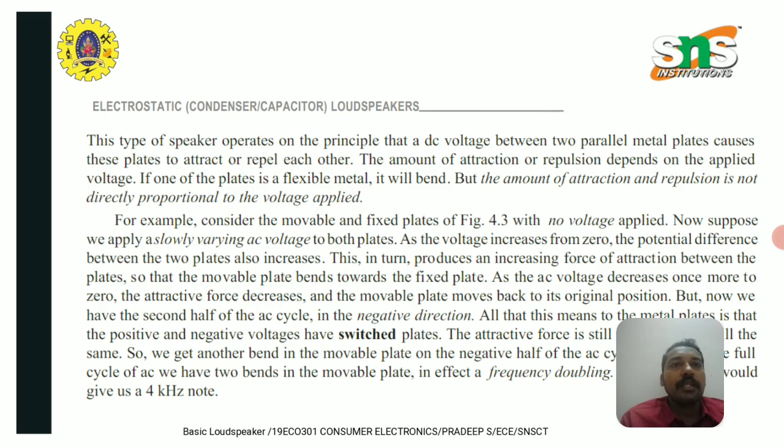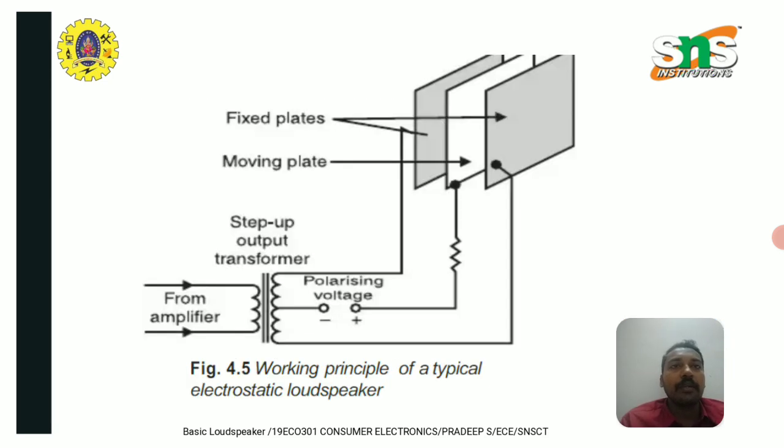Electrostatic loudspeakers. This type of speaker operates on the principle that a DC voltage between two parallel metal plates causes these plates to attract or repel each other. The amount of attraction or repulsion depends on the applied voltage. If one of the plates is a flexible metal, it will bend, but the amount of attraction and repulsion is not directly proportional to the voltage applied. The working of a typical electrostatic loudspeaker is shown in this figure.